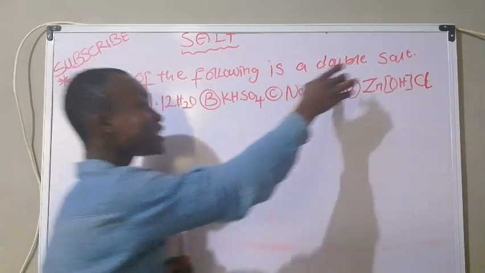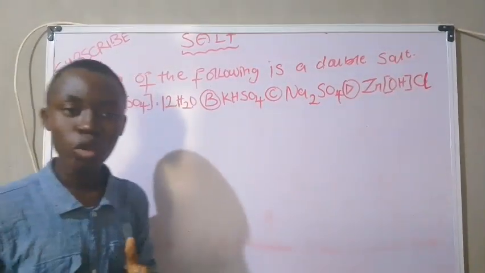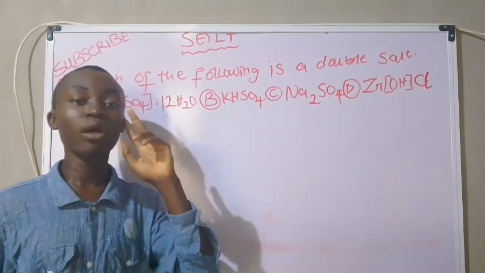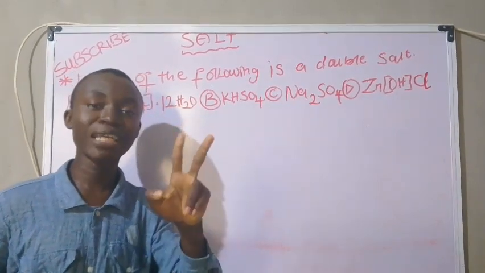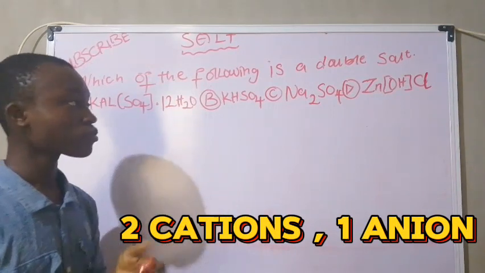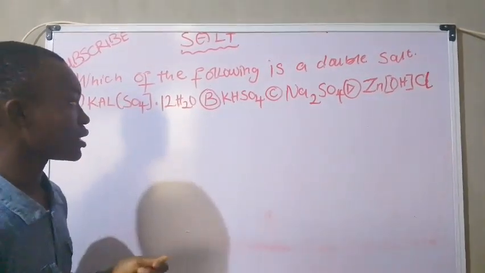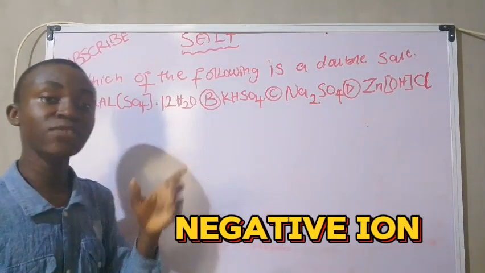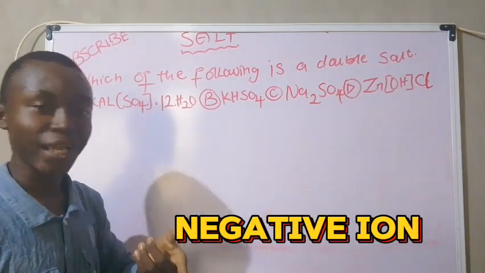Now, what is a double salt? A double salt is a compound that comprises two cations and one anion. That should be noted, and it should be noted that an anion is a negative ion while a cation is a positive ion.